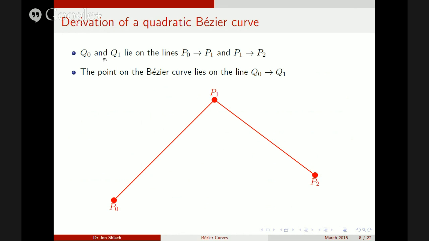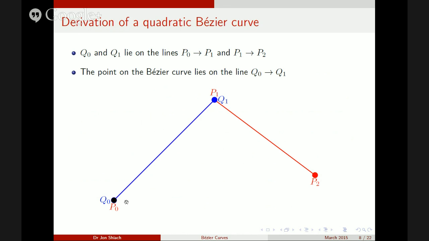And what we do is we use the parametric equation of a line to calculate the points Q0 and Q1. So Q0 is going to be somewhere between P0 and P1, and Q1 is going to be somewhere between P1 and P2. Okay. So the blue line is a straight line joining Q0 and Q1. This is for the parameter value 0. So when t is 0, Q0 is at P0, and Q1 is at P1.